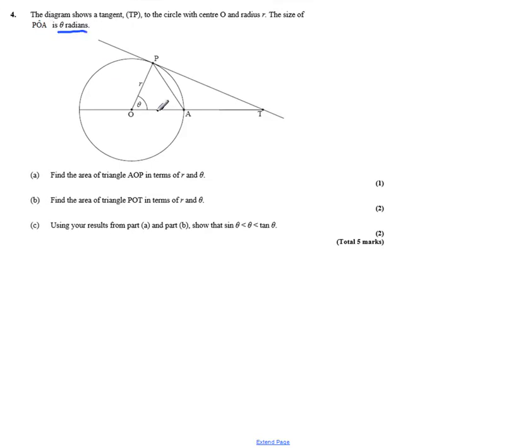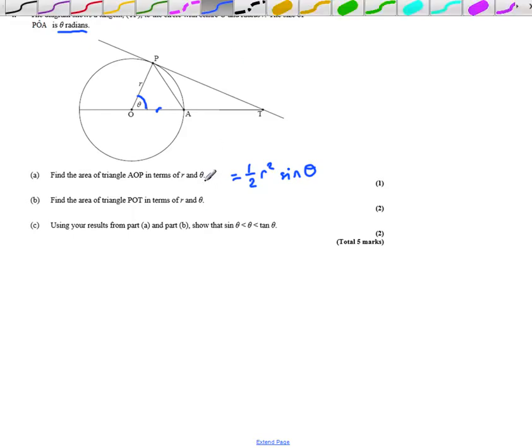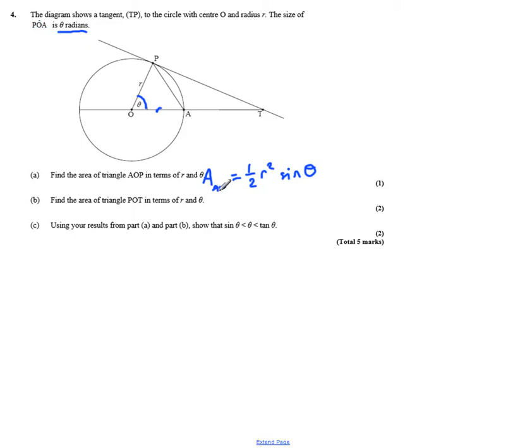Next question. Find the area of the triangle AOP in terms of r and theta, where theta is in radians. That might be relevant later on. Now clearly this is another radius, so it's r. So the area is going to be half product of these two, r squared, sine the angle between them, theta. Done. Now I've got another triangle, so what I might do at this stage is just be careful when I write area down that I specify which triangle it is. So I'm going to write area of AOP, small letters. That distinguishes it from the area of POT.